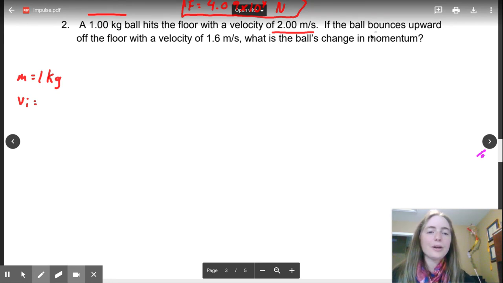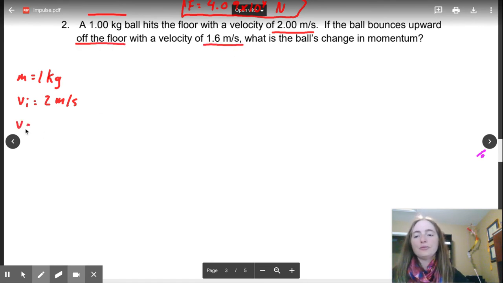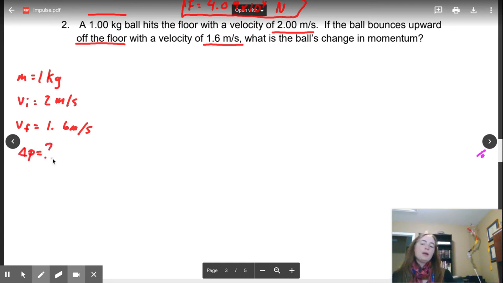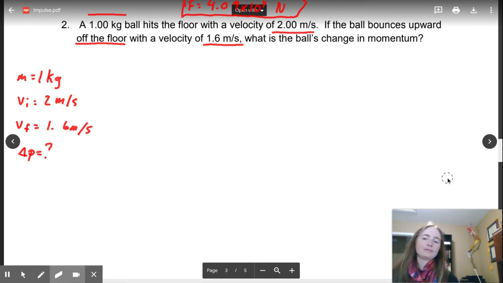Okay. So that would be 2 meters per second. If the ball bounces upward off the floor with a velocity of 1.6, so VF is equal to 1.6 meters per second, what is the ball's change in momentum? Okay, there is one piece that we need to do that I have not yet taken into account here. Can you guys see what possibly I might have missed here? Direction. I did not write down my direction for my VI and my VF.